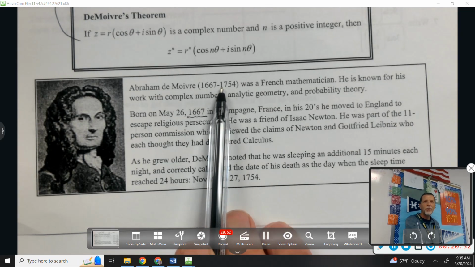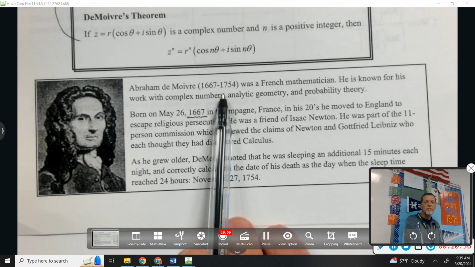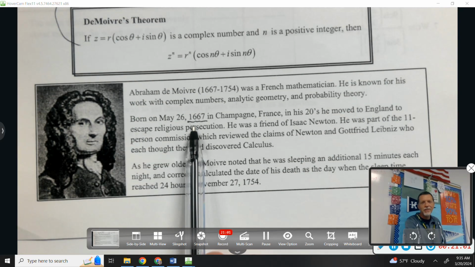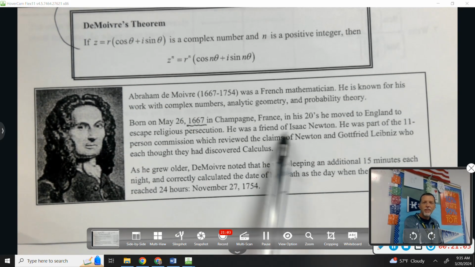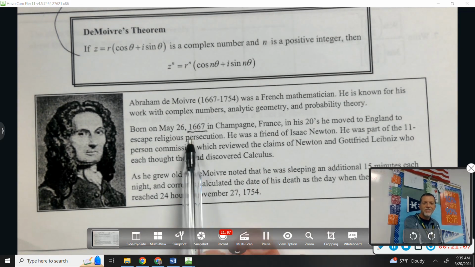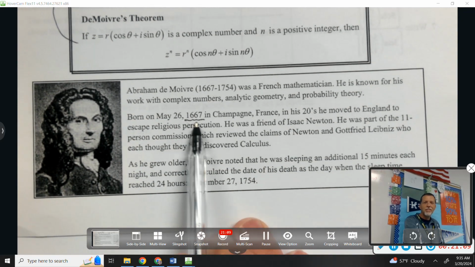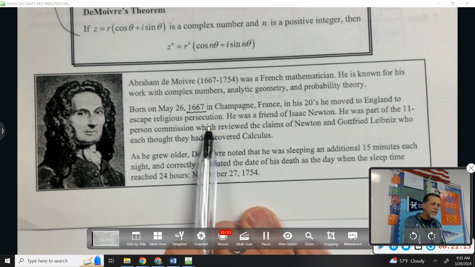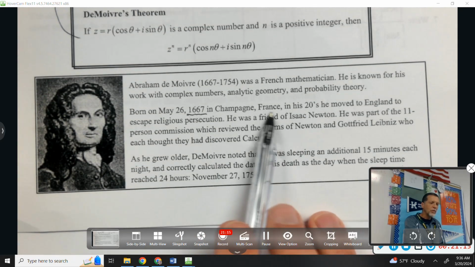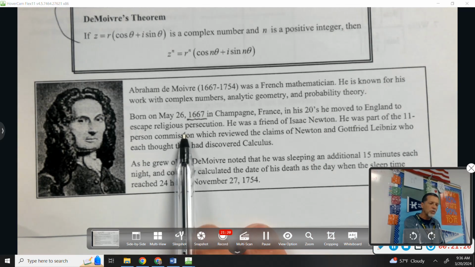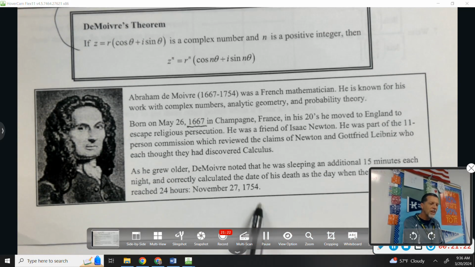Like history is way back, although I guess U.S. history is more recent. The further you go in school, the more recent the stuff is. So now we're only a couple hundred years old, right? 1967 would be 300 years old, so 350, 360, somewhere in there. Oh, this was probably world history stuff. In his 20s, he moved to England to escape religious persecution, friend of Isaac Newton.